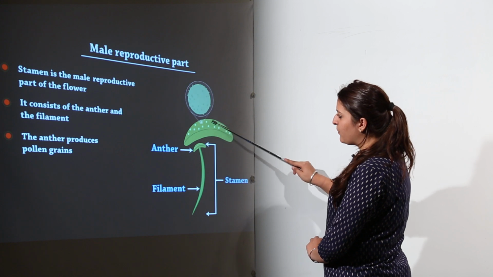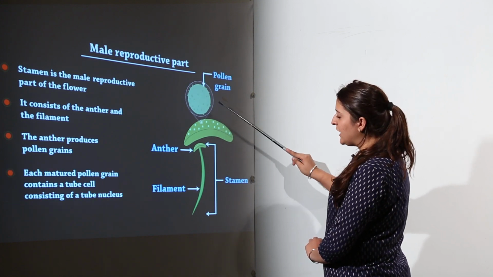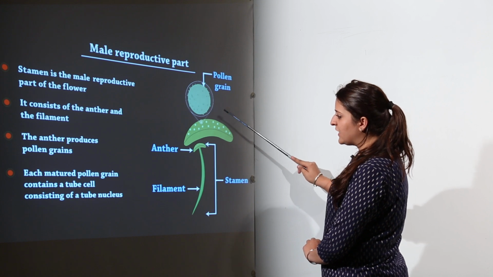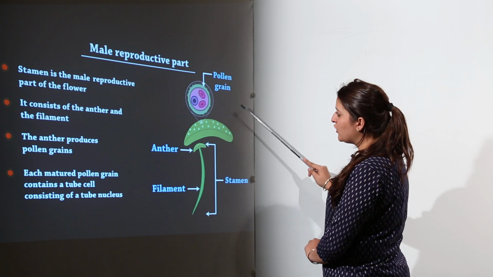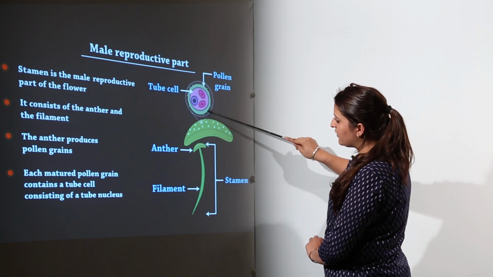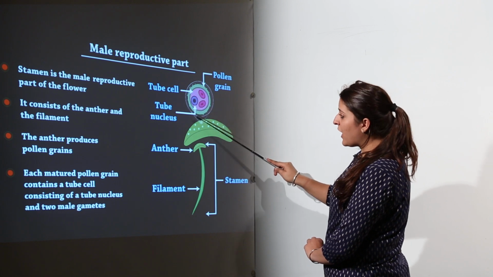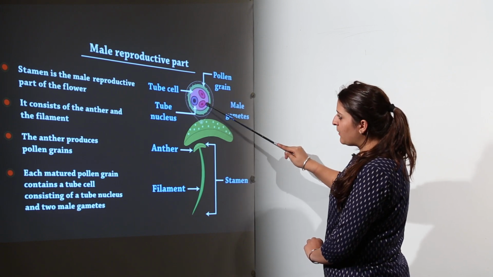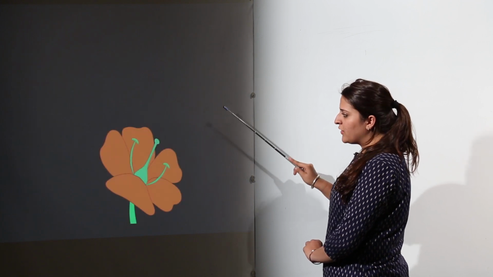So these are the pollen grains that are produced by the anther, and each matured pollen grain contains a tube cell, and the tube cell consists of a tube nucleus. So this is a complete tube cell which consists of a tube nucleus, but it also has two male gametes. The pink colored are the two male gametes which are present in this pollen.